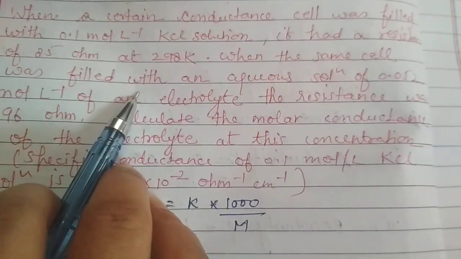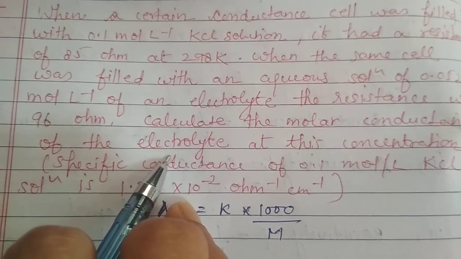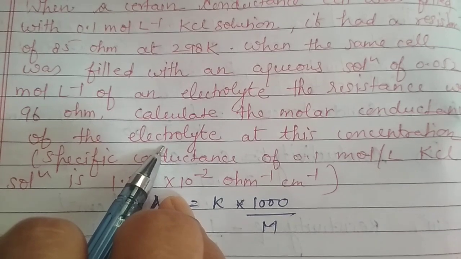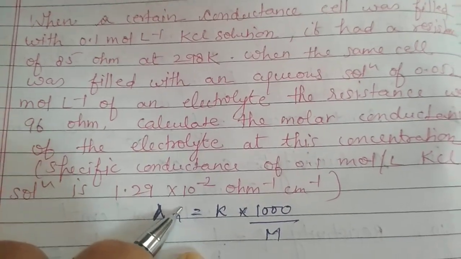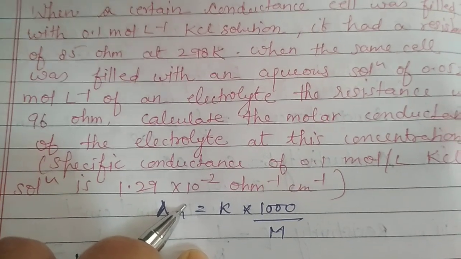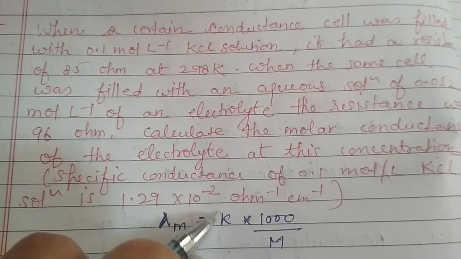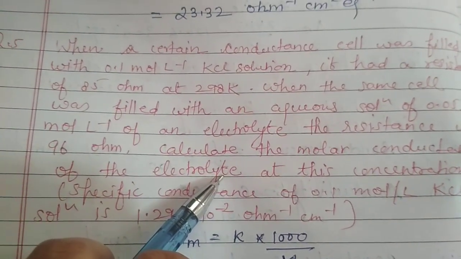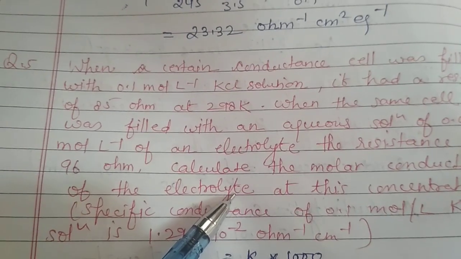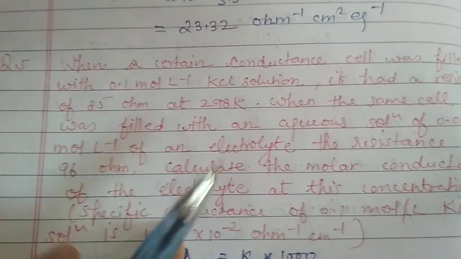Now you have to calculate the molar conductance of the electrolyte. Molar conductance means you have to find out the value of lambda m. And we know that lambda m is equal to kappa into 1000 upon m. So molarity you are having. What you have to find out? You have to find out the value of kappa for this particular cell. To find out the value of kappa, first you must have the value of G star.